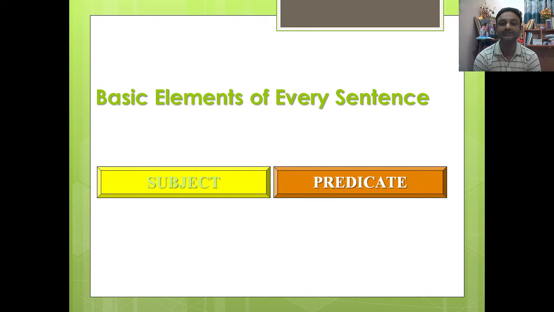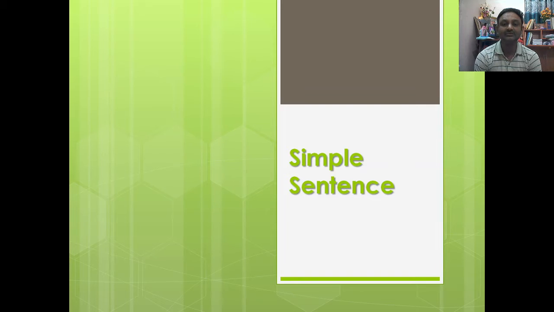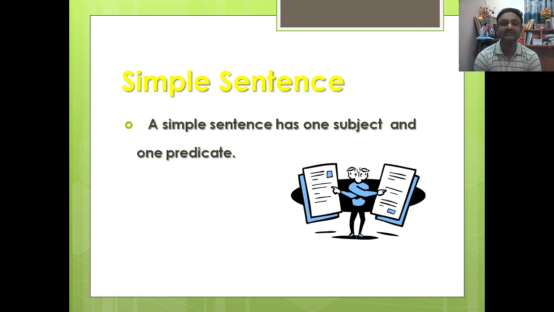We all know that. So if we take an example of this, the basic element subject is written over predicate. The example will be in the manner: Serena plays tennis. You can very easily understand from this slide. A simple sentence has one subject and one predicate.